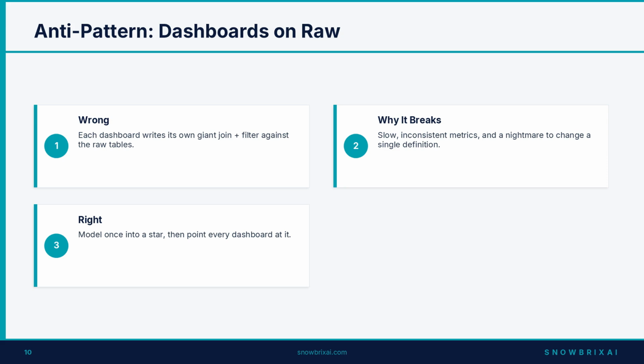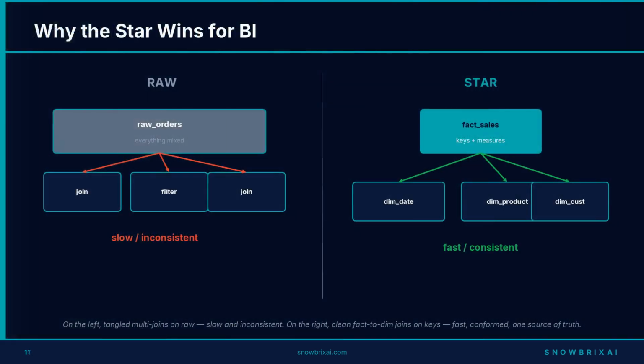Now let me show you the star winning side by side. Take a look at this comparison because it makes the case for you. On the left, the raw approach, a tangled mess of joins, marked slow and inconsistent. On the right, the star, clean fact to dimension joins, marked fast and consistent.